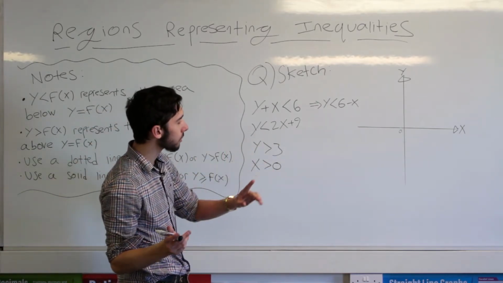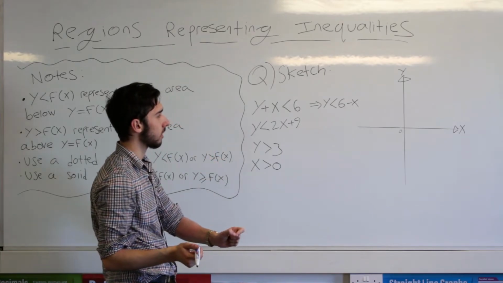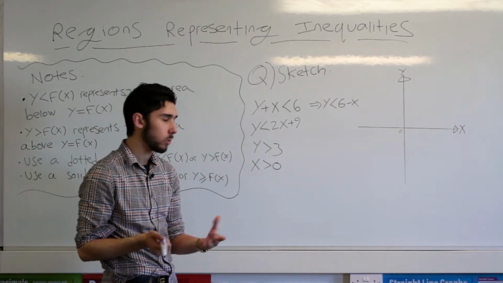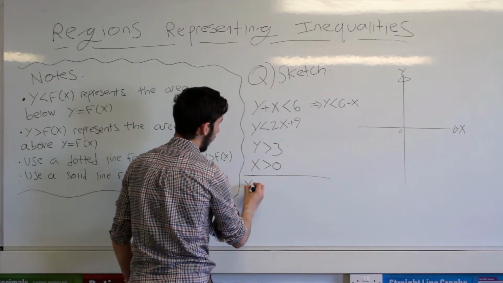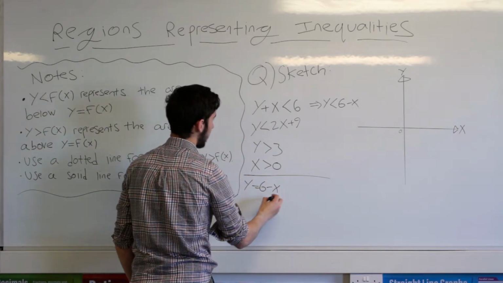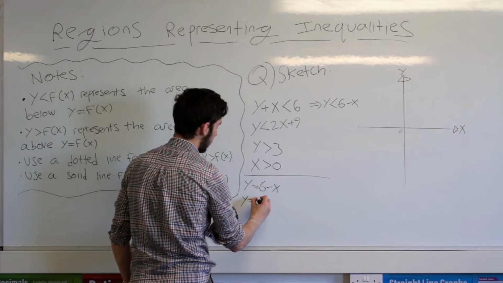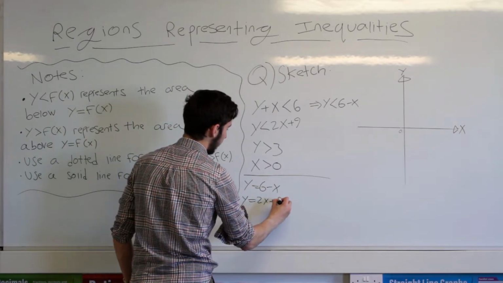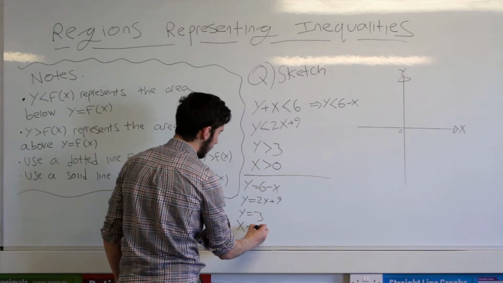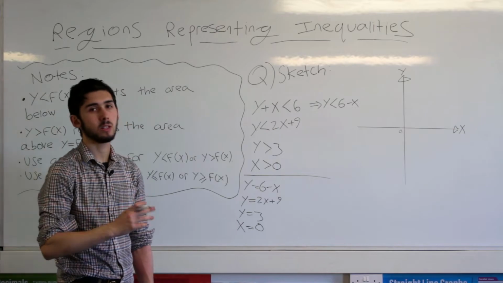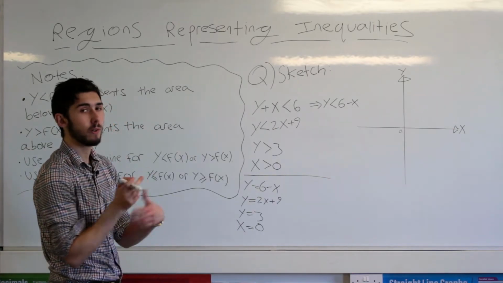We're going to plot these graphs, but we're going to pretend that we have equal signs. So I'm going to plot the graphs y equals 6 minus x, y equals 2x plus 9, y equals 3, and x equals 0. I'm going to plot these lines, okay, and then we'll figure out what the inequalities are doing.